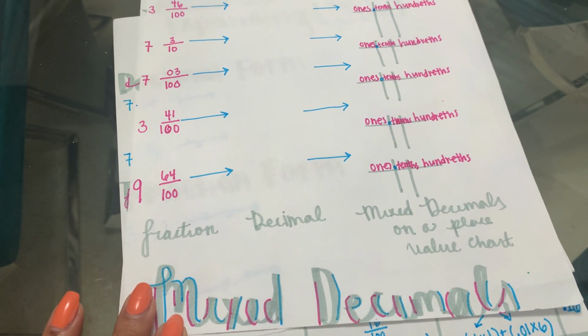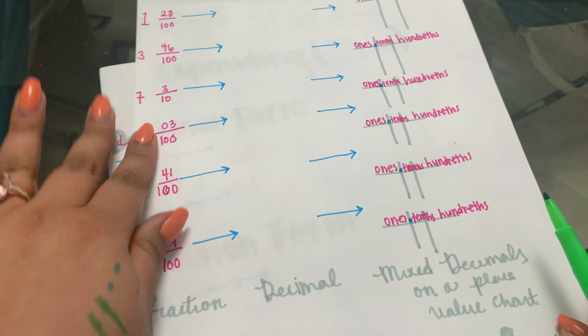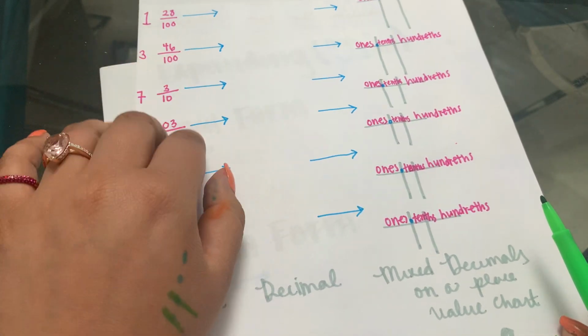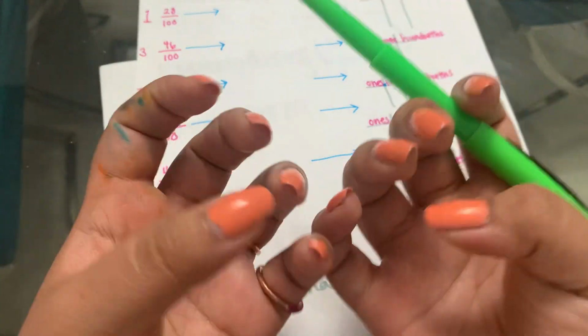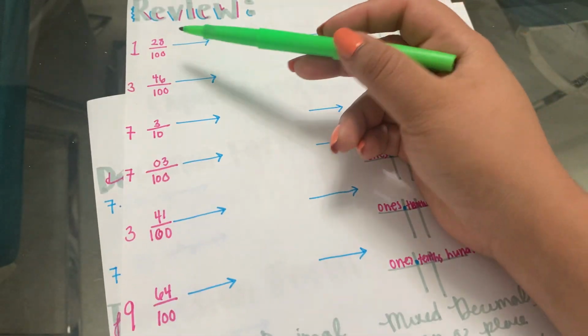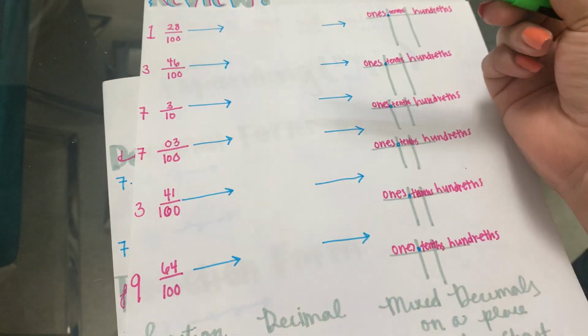So if you think back to mixed numbers, it was when you had wholes and fractions together. So it's going to be the same thing for mixed decimals. Excuse my hands, I made these sheets and I get all dirty. So you're going to make them into decimals.